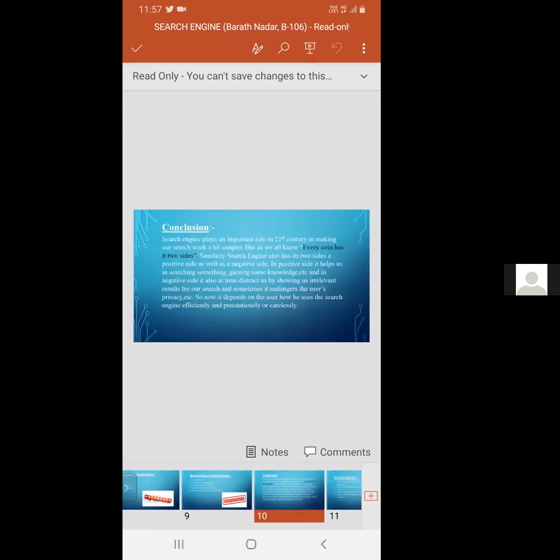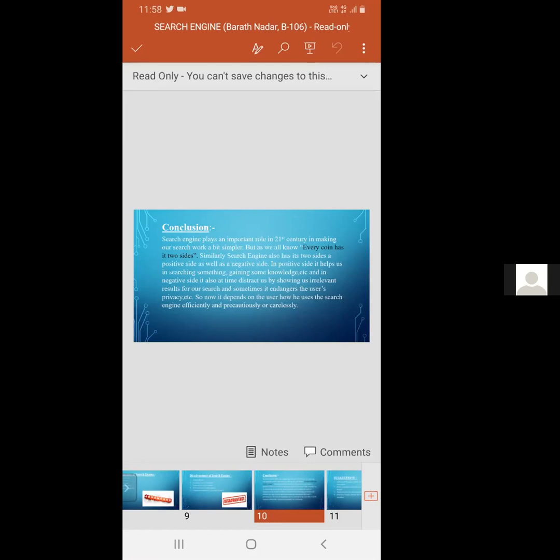Now we come to the conclusion. Search engine first of all plays an important role in the 21st century as it makes search work a bit simpler. But as we all know, every coin has its two sides. Similarly, search engine also has its two sides, a positive side and a negative side.